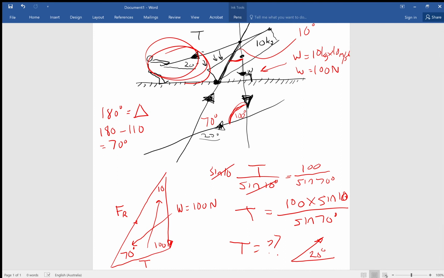You need to extend your lines. You need to find two of the angles, then subtract from 180 to find the third angle. Redraw it so it makes it more clear, and then solve for T. And if you wanted to, you could also solve for R as well. If you wanted to find the reaction force for this question, you could say FR, which we don't know, over sine of 100 degrees, which we do know, is equal to weight, which is 100 newtons, over sine 70. And we could solve for the reaction force as well.